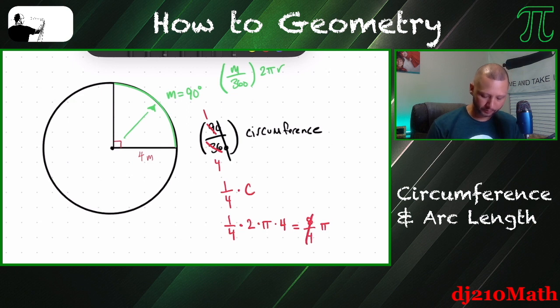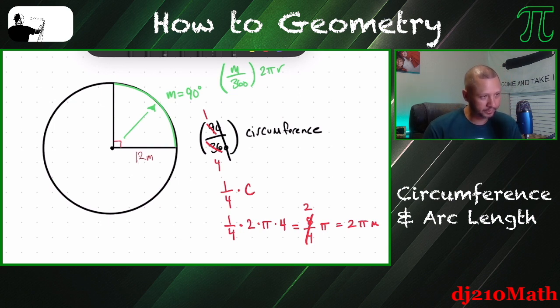8 over 4 is basically 2. So this is going to be 2 pi meters. That's how long the arc is for a circle that has radius 4. So let's adjust the problem a little bit.